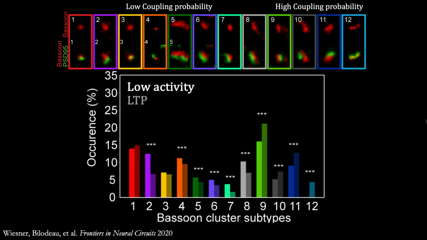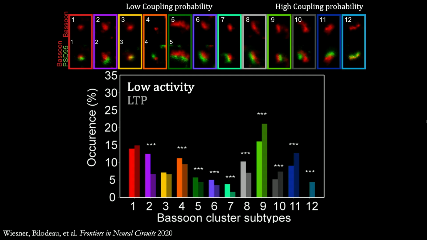And what we can see is on the right side, we have all the clusters that have a high coupling probability. That means that there is a strong association between the pre and the post synapse. And those are increased following a long-term potentiation stimulus, a chemical long-term potentiation, which is what we would also expect from biologically driven hypotheses. On the other hand, the clusters with low coupling probability, low level of association between the pre and the post synapse, were reduced in their percentage after long-term potentiation, which is also what we expect.